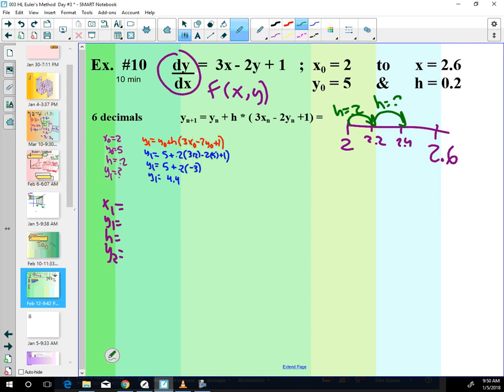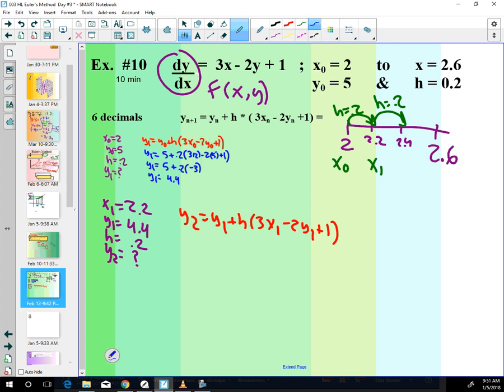H is still 0.2, so what is my new x? This was x0, this is going to be x1, which is what? 2.2. And then y1 is going to be 4.4, which we had before. H is still 0.2, and we don't know what y2 is. That's what we're trying to find. Then we go y2 equals y1 plus h times 3x1 minus 2y1 plus 1.